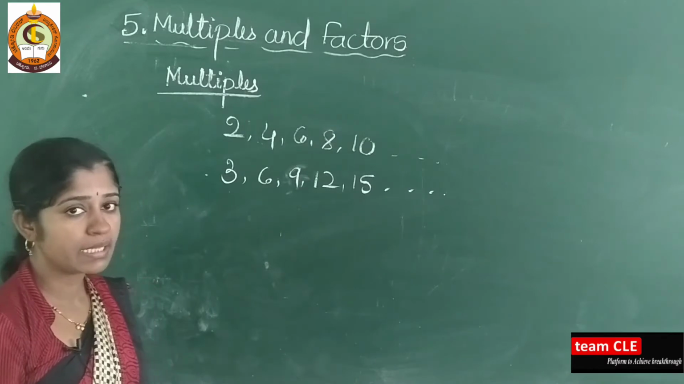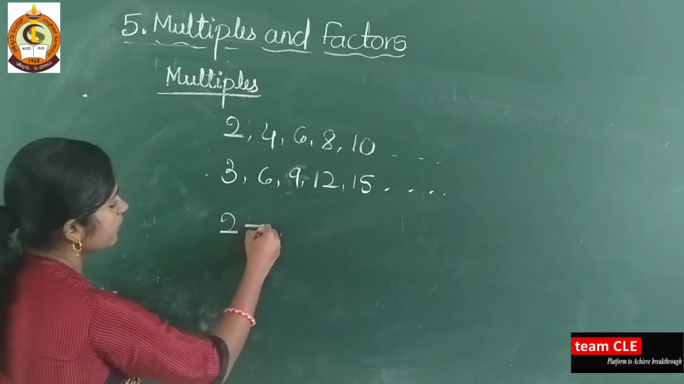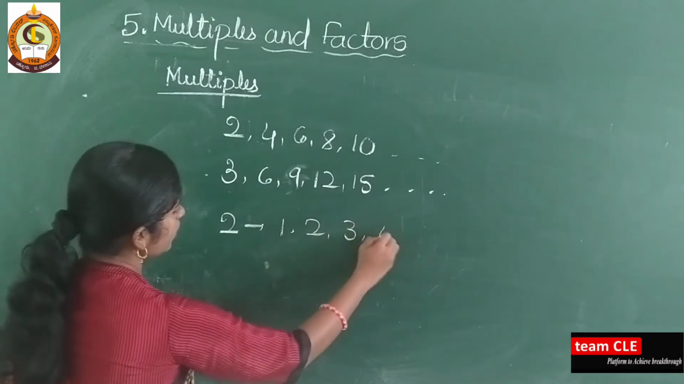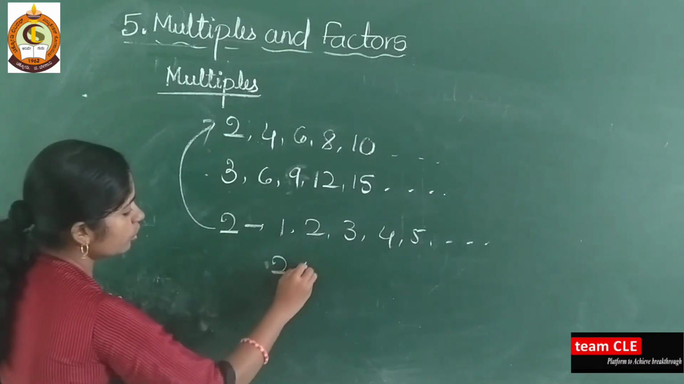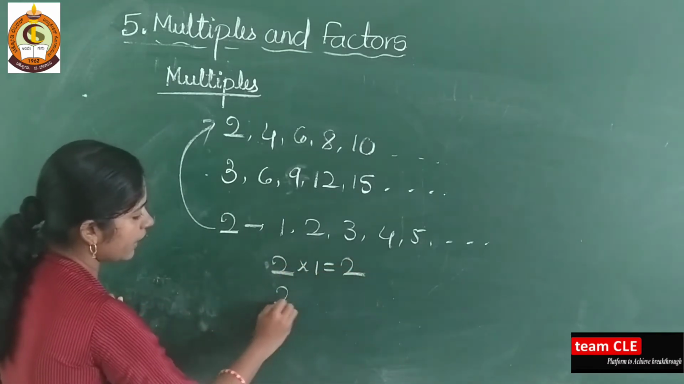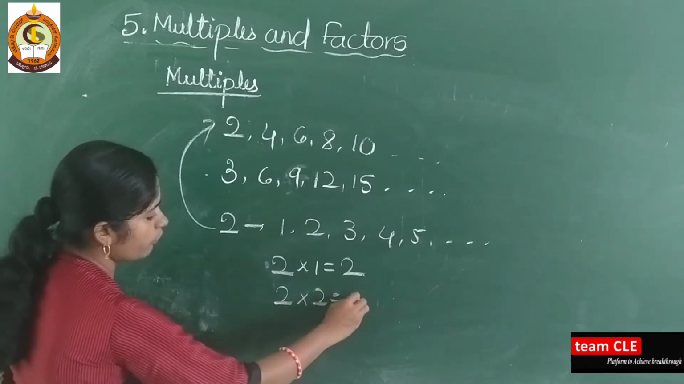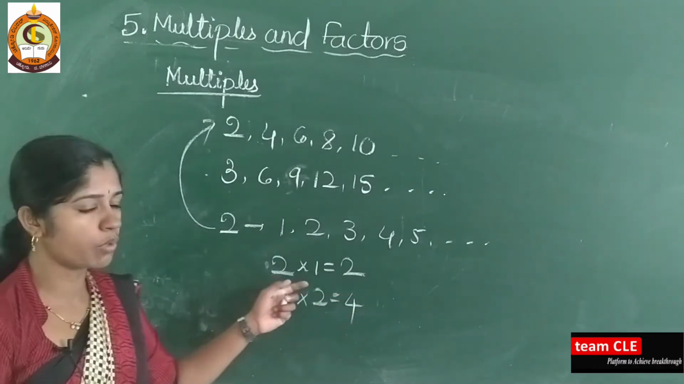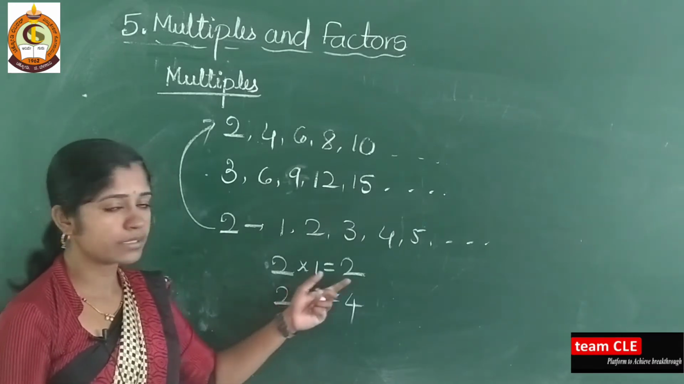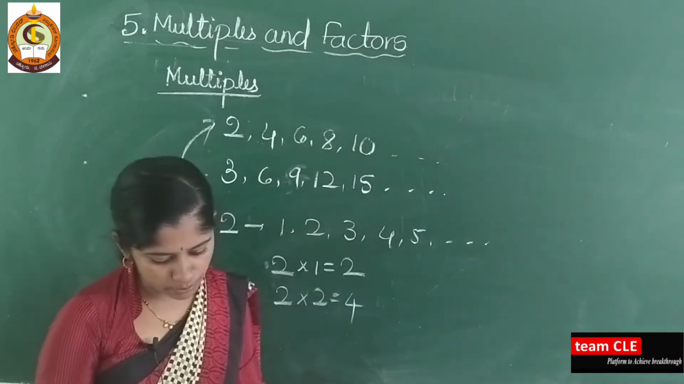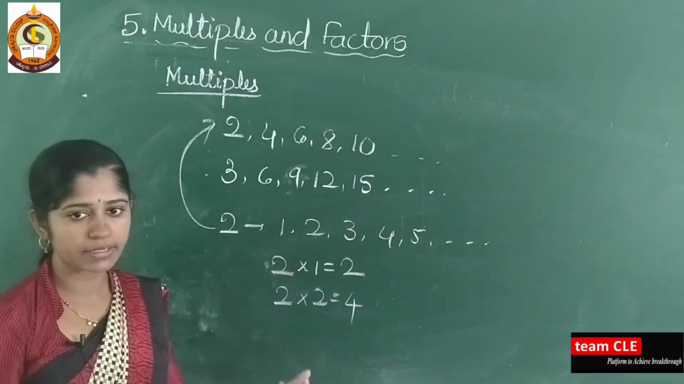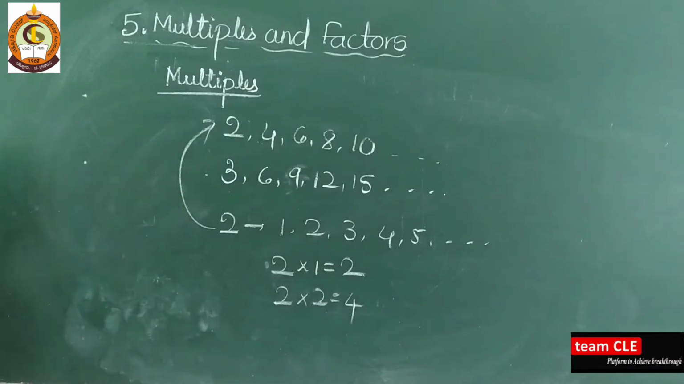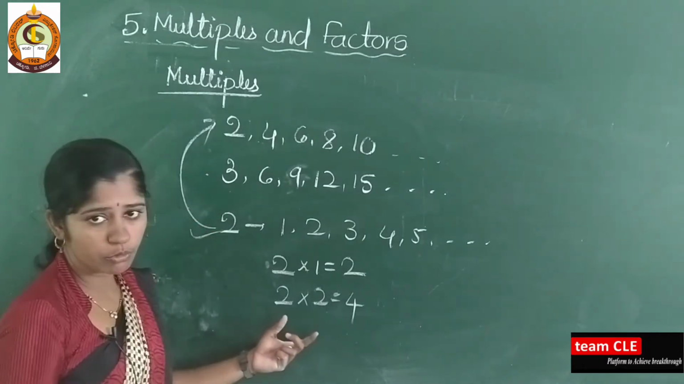Then see here 2, 4, 6, 8, 10 and 3, 6, 9, 12, 15. How did I get these? By multiplying 2 with 1, 2, 3, 4, 5, and so on. 2 into 1 is 2, again you multiply 2 into 2 is 4. When you multiply a number with 1, 2, 3, 4, you will get the products. The numbers are products obtained by multiplying 2 with 1, 2, 3. They are the multiples. Clear? I hope you understood multiples.